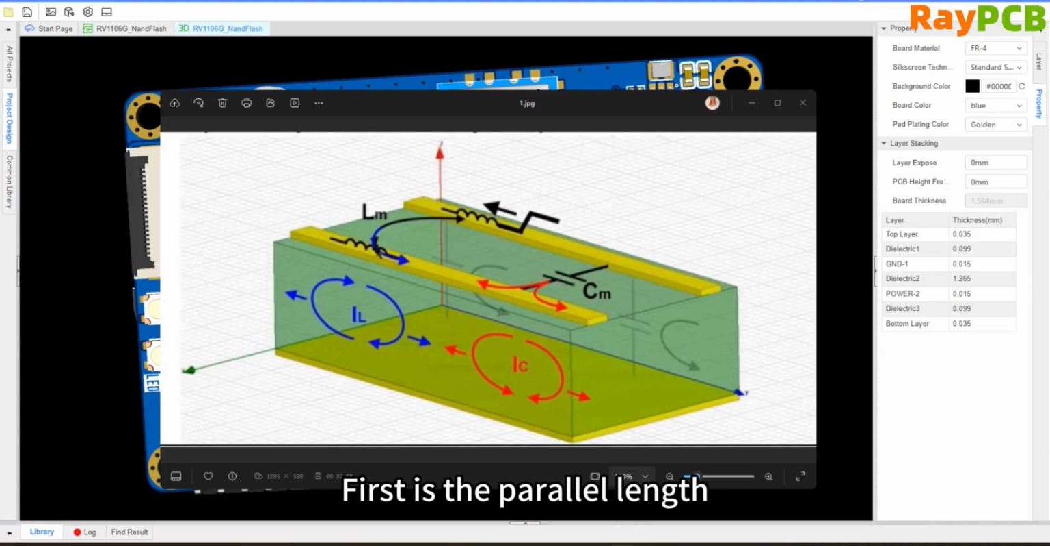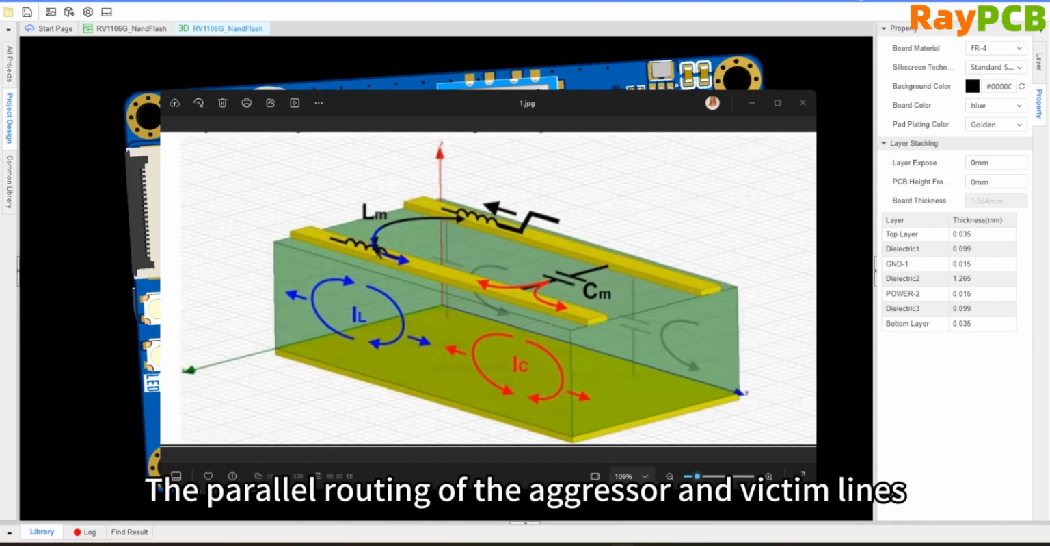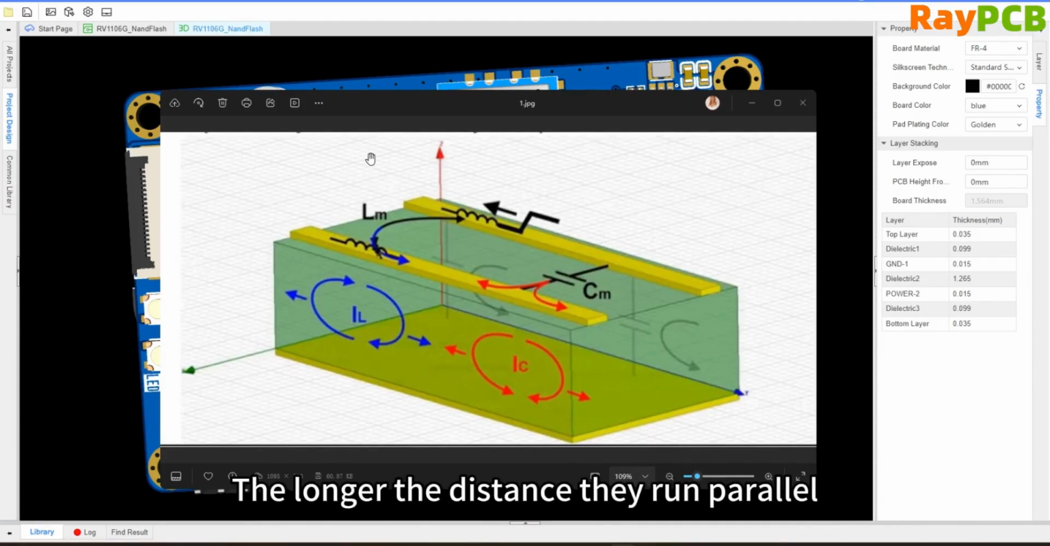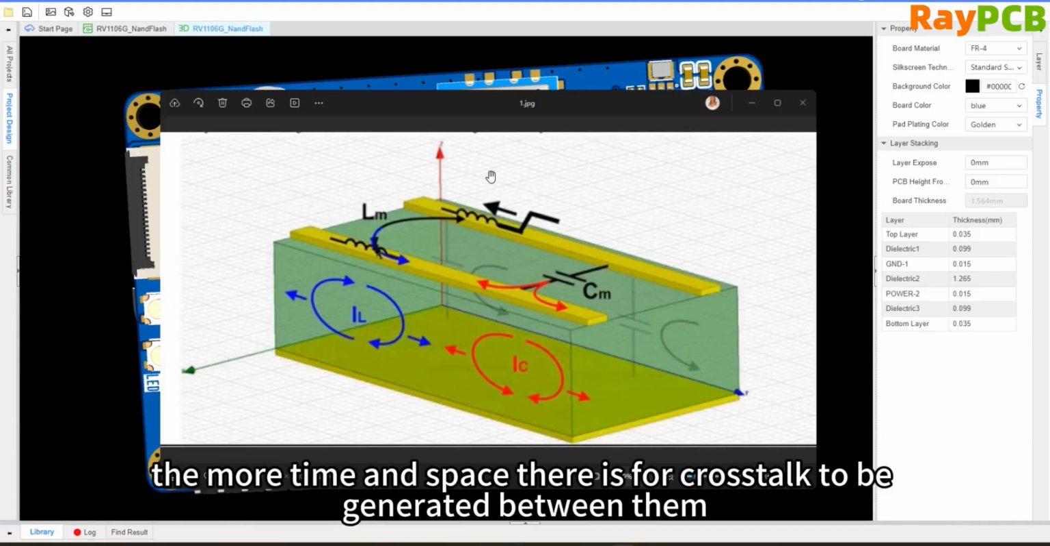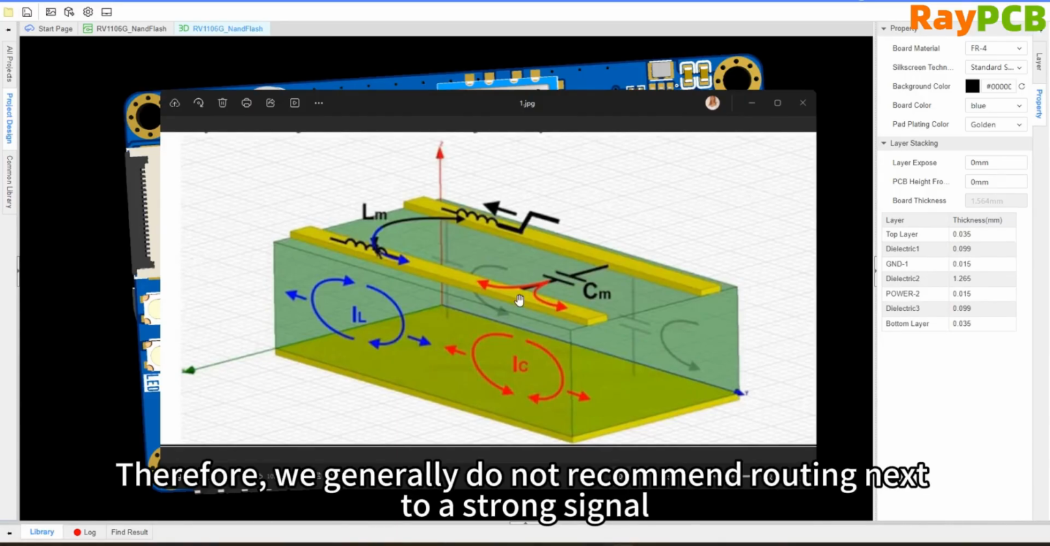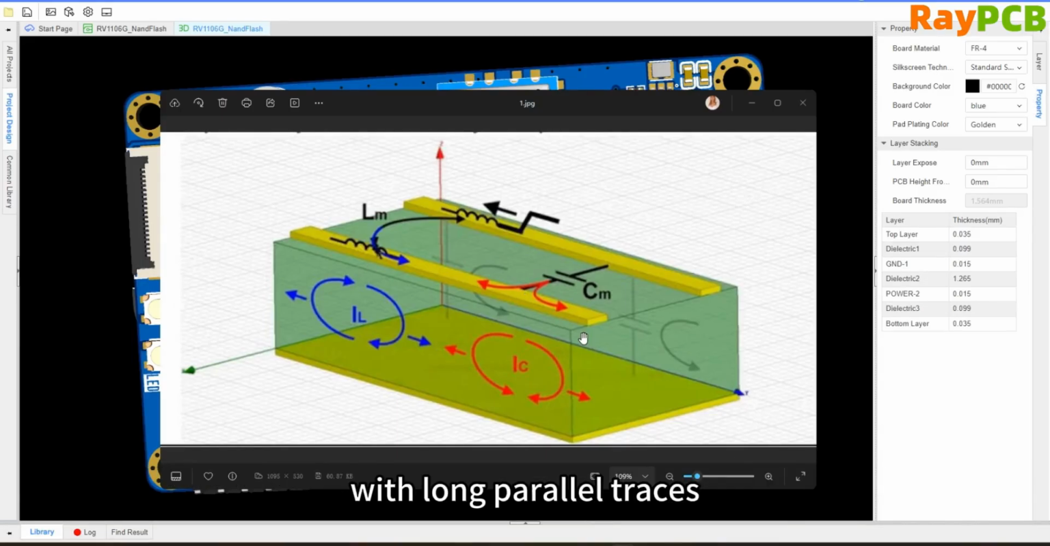First, the first factor. Second, the parallel length. The longer the parallel routing between the aggressor and victim lines, the more severe the crosstalk. This is easy to understand. The longer the distance between the two, the more time and space there is for crosstalk to occur between them, so the impact becomes more significant. Therefore, we generally do not recommend long distance routing next to strong signal lines. The closer, the better.